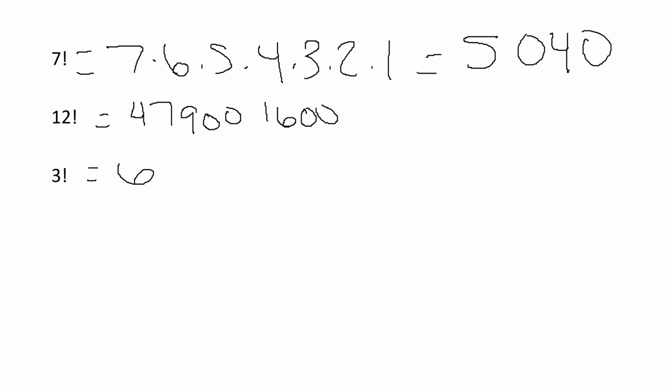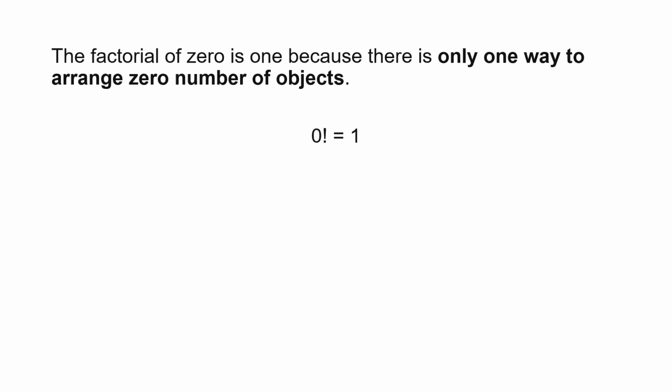Okay, so we're going to use that in solving what's called permutations. I do need to add in here that 0 factorial, or the factorial of 0, is 1. The best that I can explain it is because there's only one way to arrange 0 objects. There's only one way, and that one way is with nothing there. So 0 factorial is 1.